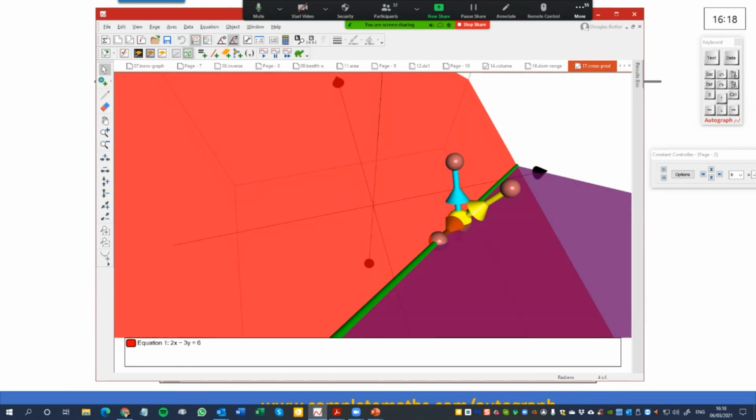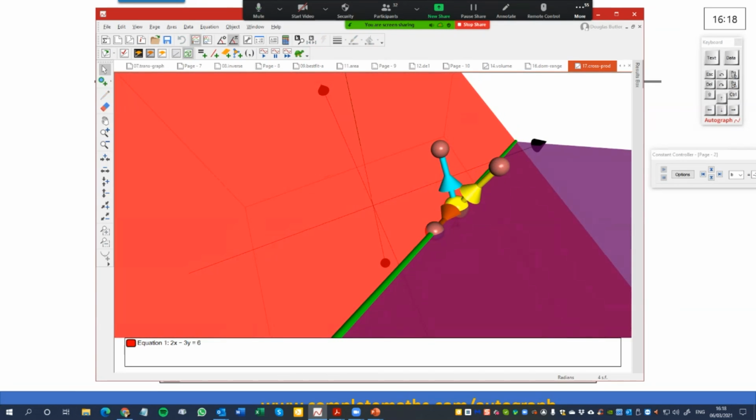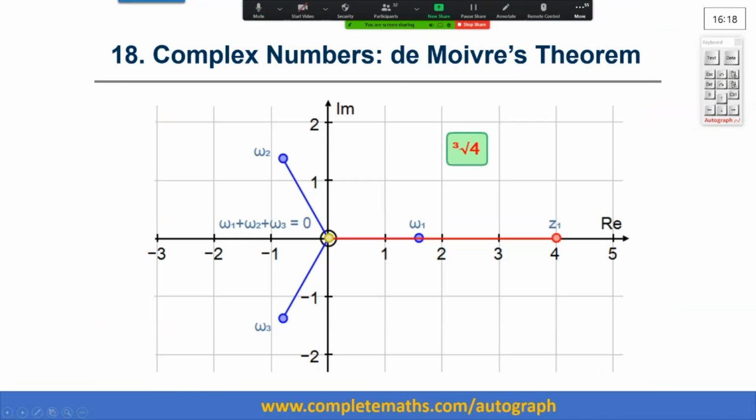You really should persuade all your students to stay on and do this course. It's just fabulous. There's a nice example of the cross product and two intersecting planes. And complex numbers, wonderful topic. Here, for example, is the cube root of 4, and they all add up to 0, of course.